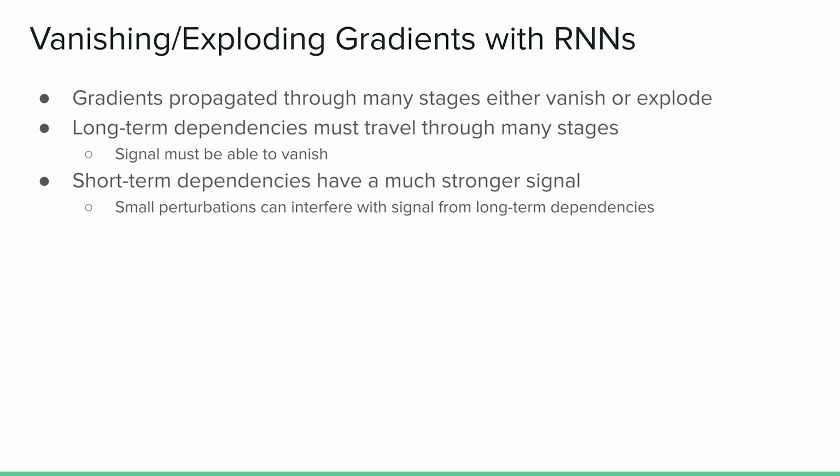And the second problem that we have here is that when we have short-term dependencies between two words that appear next to each other in a sentence, they can have a much stronger signal, and small perturbations here can actually interfere with the signals that are coming from these long-term dependencies that naturally become less and less. So this is an issue. One question to you: why don't we have this sort of problem in feed-forward networks? Pause the video at this moment and think a few seconds why this is not such a problem in feed-forward networks.